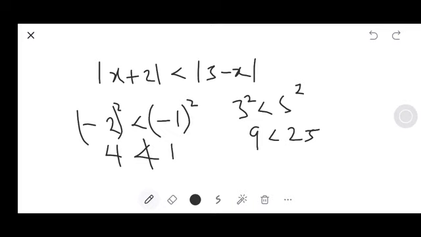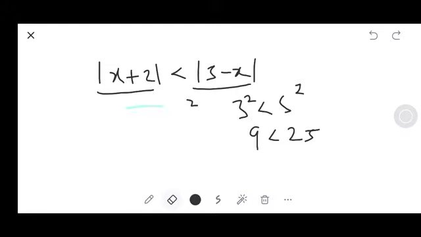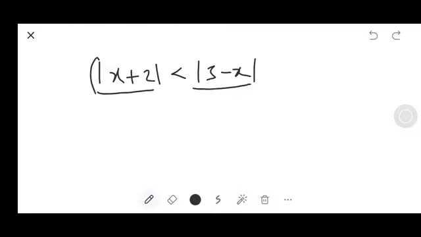So we don't just jump into squaring both sides when we have inequality questions. We must first and foremost ascertain that they are both positive on either side, and that is why we can go ahead and square for a case like this. We can square because we know that an absolute value function is always a positive function. You cannot get anything negative. So it is okay for us to square in a case like this.